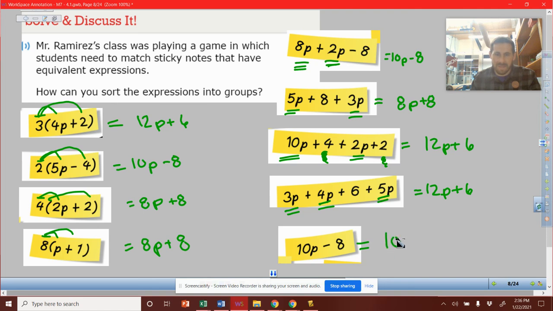And then last, can't simplify this. Don't try to. If it doesn't have the same variables, we just can't simplify. So hopefully from there you can see we've got 3 different groups. We've got a 10p minus 8, we've got 8p plus 8, and we've got a 12p plus 6 group that we can organize these Post-its into.